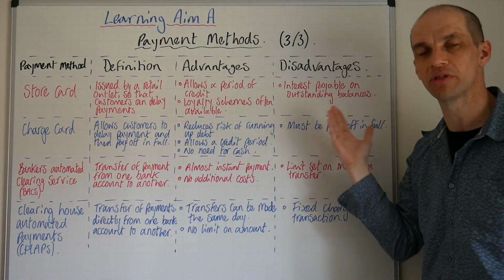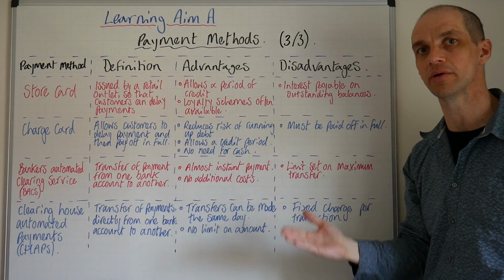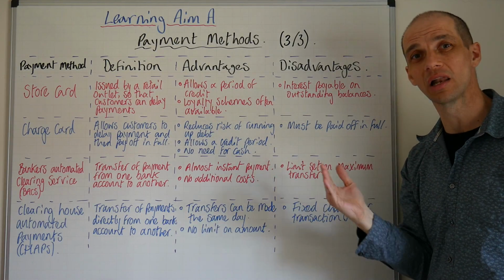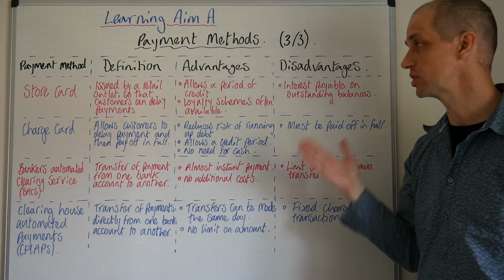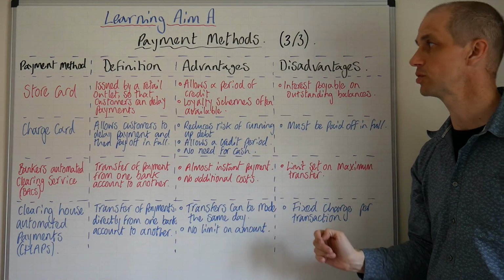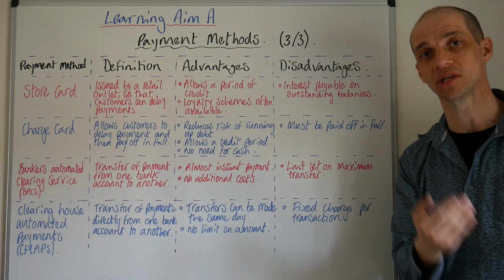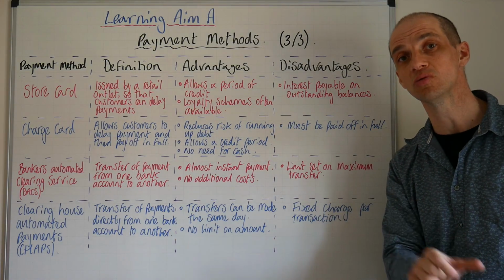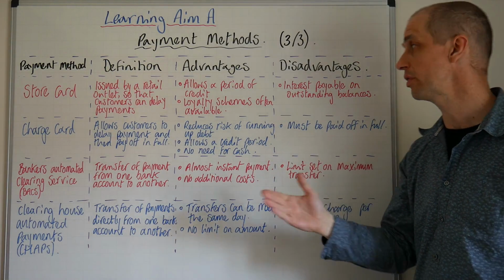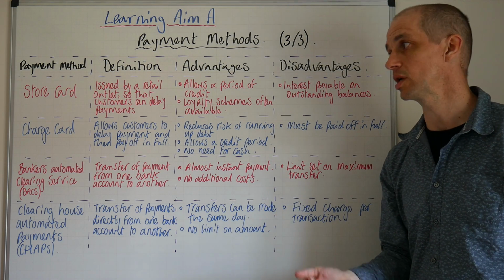Now, you've got this issue regarding interest though, and interest tends to be about in line with what you'd see on credit cards, so of the order of sort of 16 to 20% here. And interest is payable on any outstanding balances, so that is any balances that you do not pay off at the end of the month, you then need to start paying interest on them.